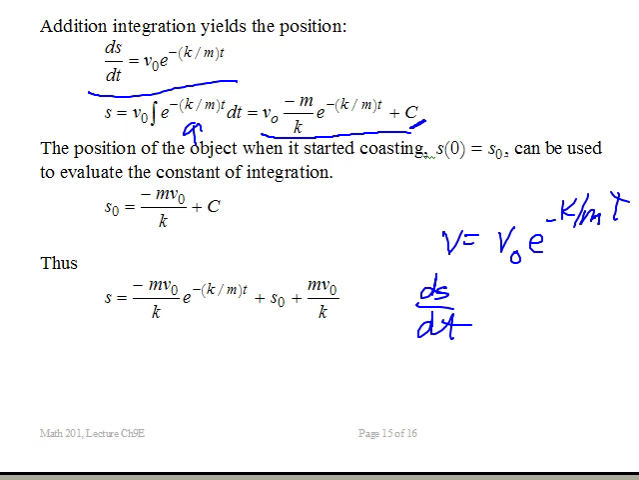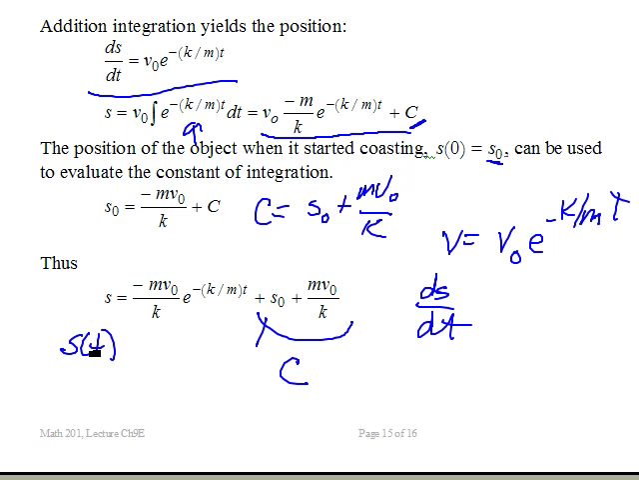If the initial position of the object is s0, we can use that to evaluate c and find that c is equal to s naught plus m v naught over k. And that's what we're seeing right here. This is c. So this is the expression for the position of the object that starts at s naught. When we start, the force stops on it. It just has a velocity of v naught and s naught when we start calculating this coasting problem. A lot of times you don't know exactly where it is, but you can subtract s naught from s. So we've got s minus s naught. That will give the distance traveled.